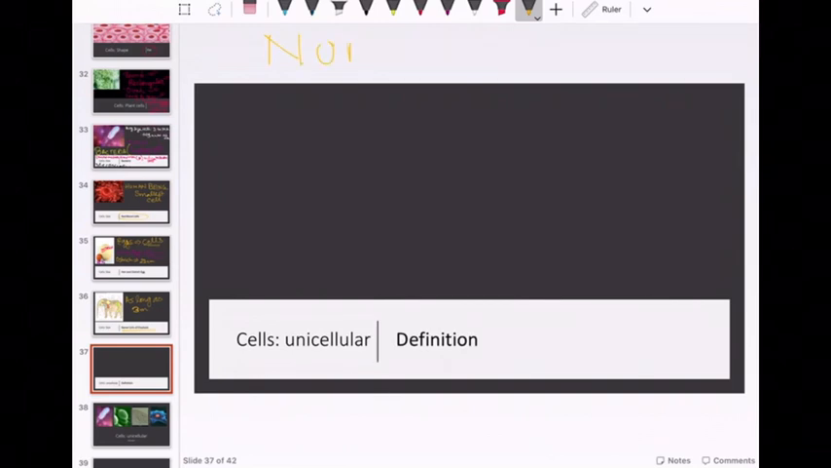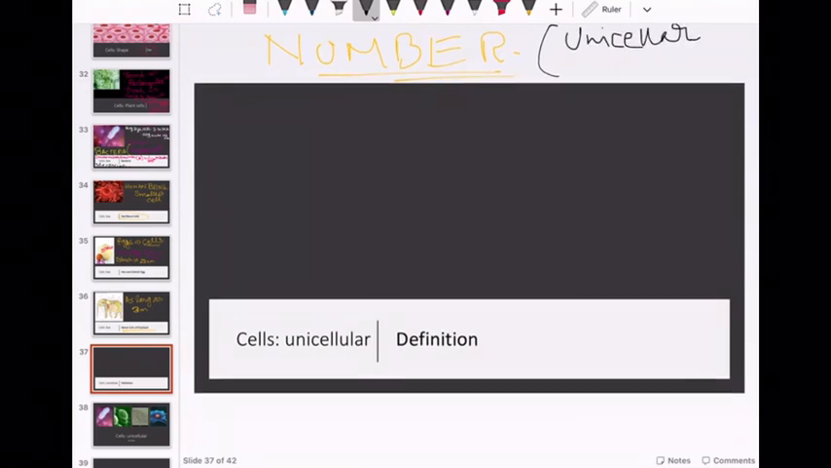Okay. So next we move on to the cell number. As I said, cells are of two types: unicellular organisms and multicellular organisms. Now let's see what these are individually.